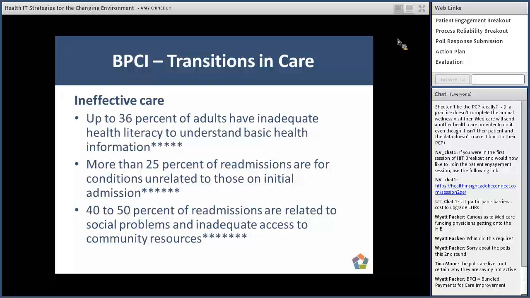So the education needs to happen either on your floors or somewhere afterwards, which is why I push the physician visit post-discharge. Because whatever they didn't learn from the discharge planner, they're going to need to learn from somebody. 25% of readmissions are for conditions unrelated to those on the initial admission, and up to 50% of readmissions are related to social problems and inadequate access to community resources. We're not thinking about transportation. How do you get them their prescription? Those kinds of things.